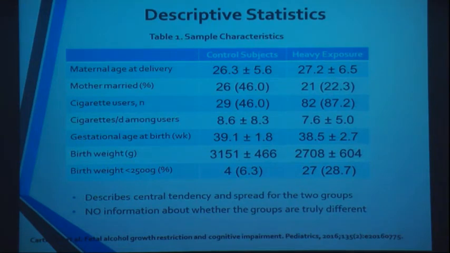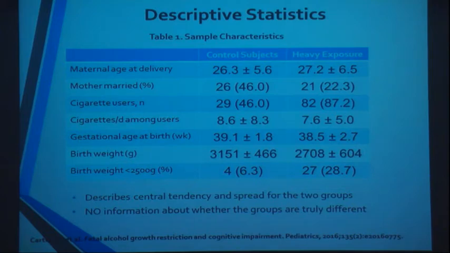What about the numbers and then the number in parentheses? Percent. So we have an N and we have a percent. What this means in the first column, second row, mother married: 26 of the control subjects were married, and this was 46% of that group. That's how you would interpret that.